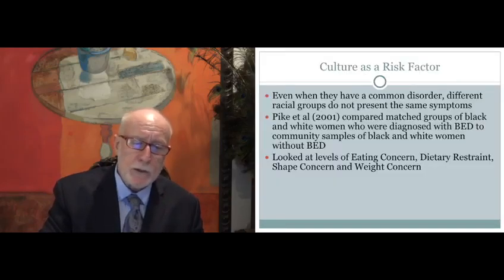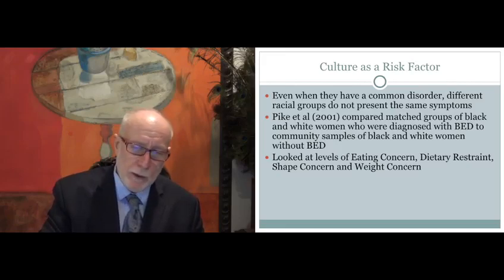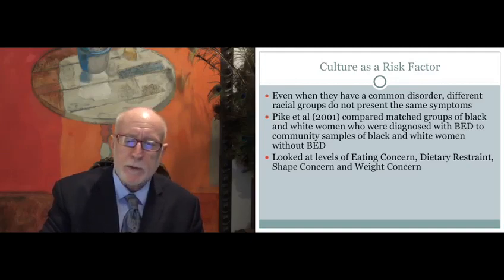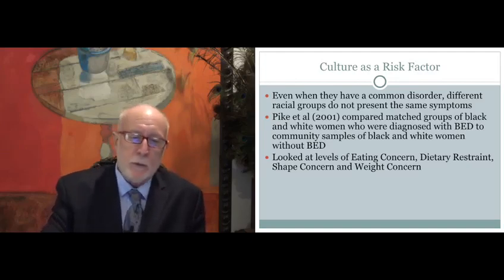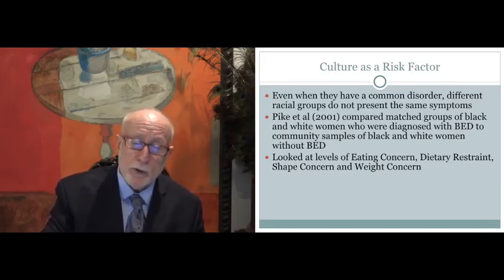But I also want to mention that even when individuals have a common disorder, say they have bulimia, compulsive overeating, or anorexia, different racial groups do not always present with the same symptom sets. So I'm going to give you an example of a study done by Pike et al. in 2001, where they compared matched groups of black and white women who were diagnosed with binge eating disorder to community samples of black and white women who did not have binge eating disorder.